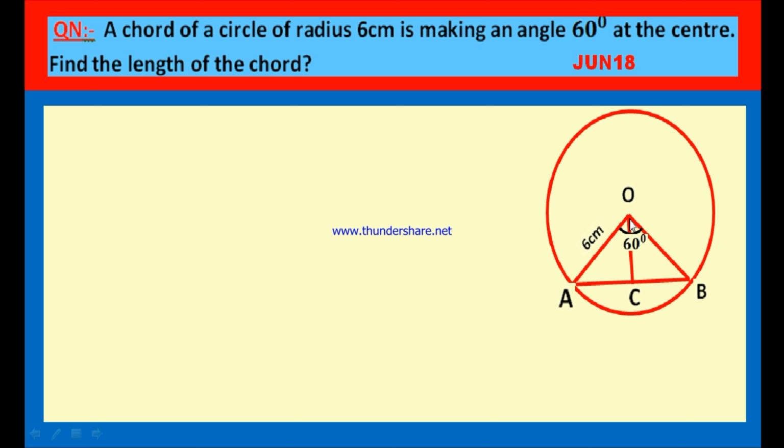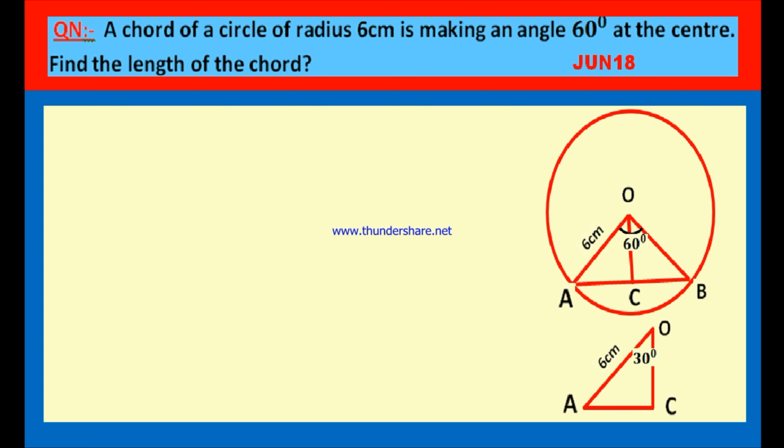Now we drop a perpendicular from O, that is the center of the circle, onto the chord AB. That perpendicular from O onto AB may meet AB at C. Now angle ACO is equal to 90 degrees. And we also know that the perpendicular drawn from the center to any chord may bisect the chord, and at the same time it may bisect the angle at the center also. That is, angle AOC is equal to 30 degrees.